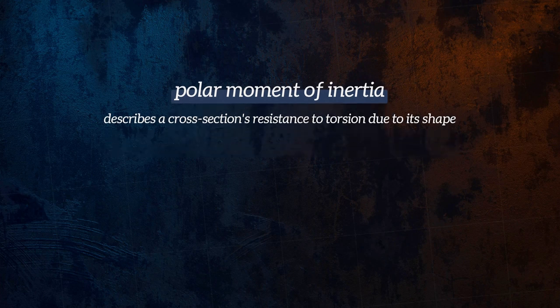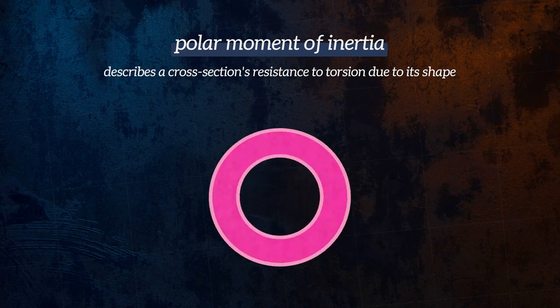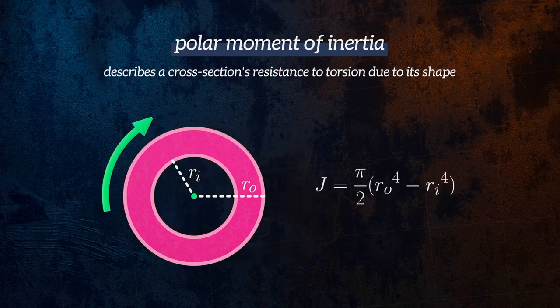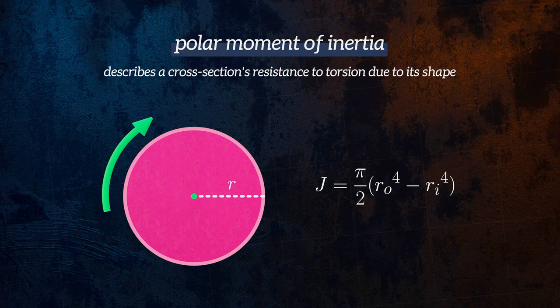The polar moment of inertia for a hollow bar, with an outer radius R_O and an inner radius R_I, can be calculated using this equation. Setting the inner radius to 0 gives us the equation for a solid bar.